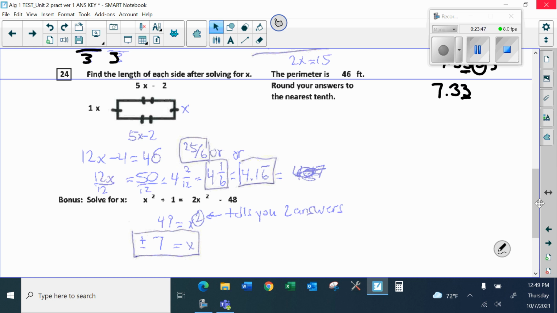Okay, so remember the hash marks mean those sides are congruent. So that's 1x. That means this is 1x. This is 5x minus 2. That makes this 5x minus 2. We had it with triangles on your worksheet.